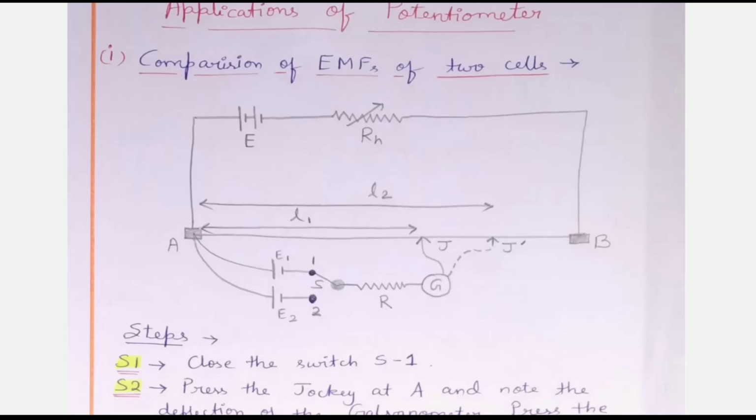In the secondary circuit, here we have two EMFs, E1 and E2, and there is a two-way switch. That means if S is connected to 1, then E1 is connected with the circuit, and if S is connected with 2, then E2 is connected with the circuit. This is a two-way switch, and let us see now what happens.